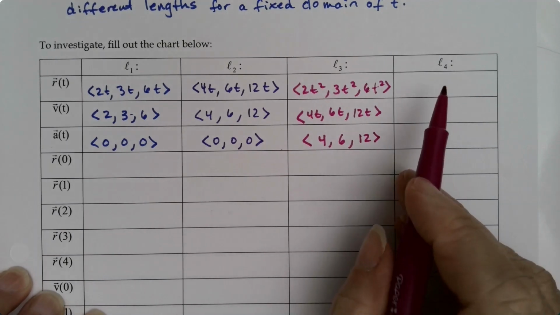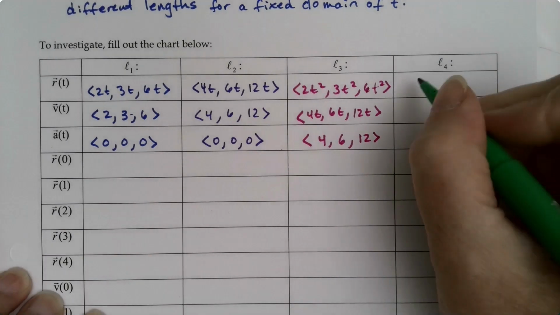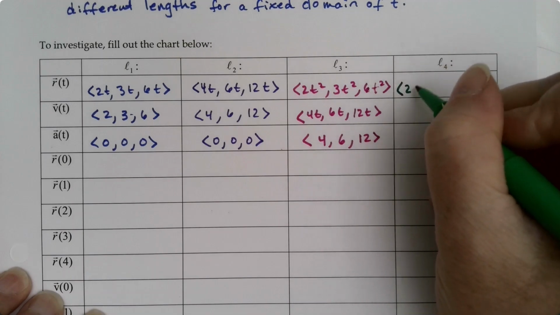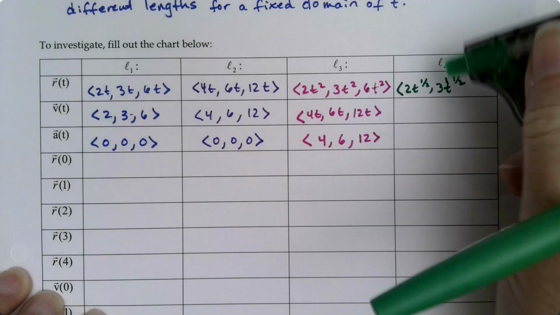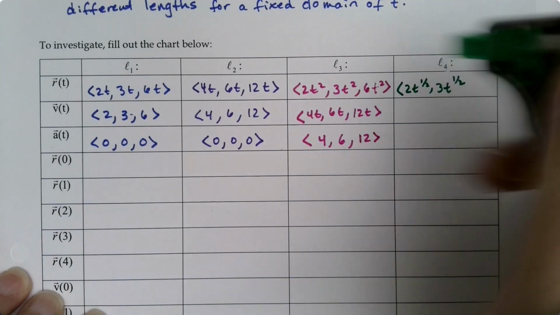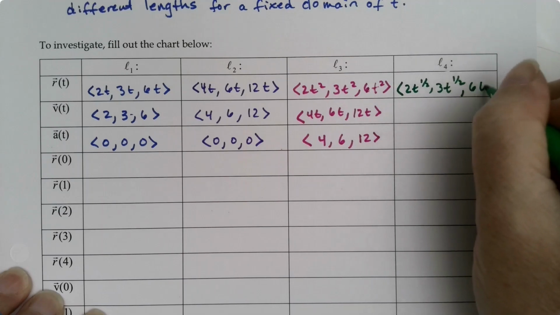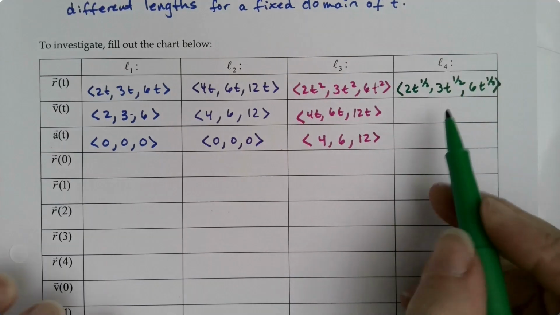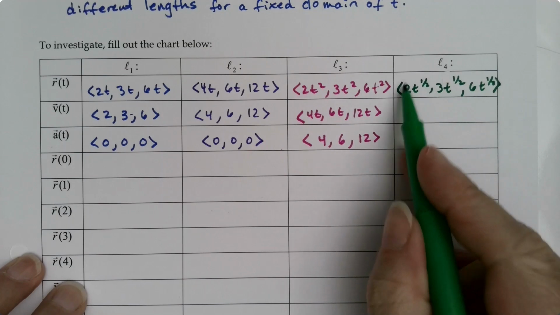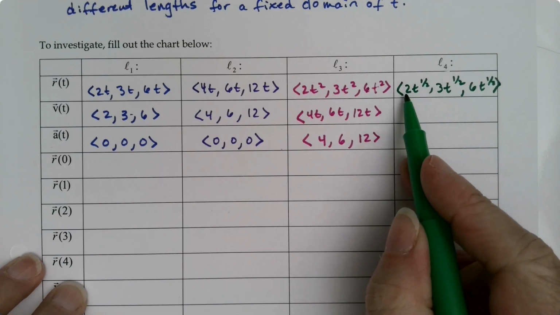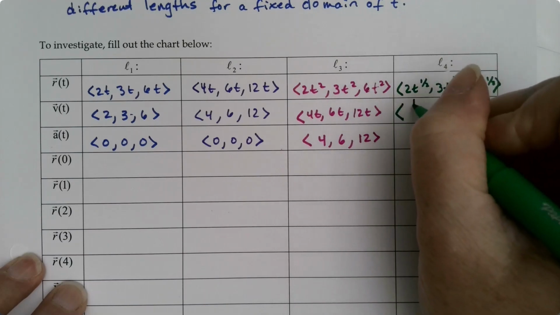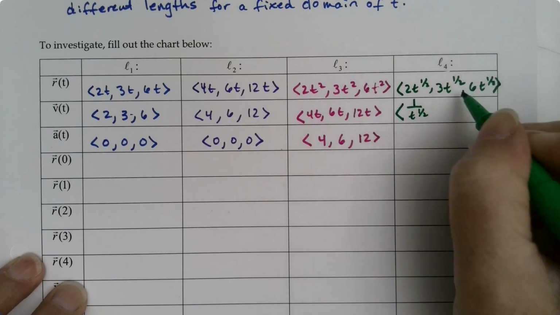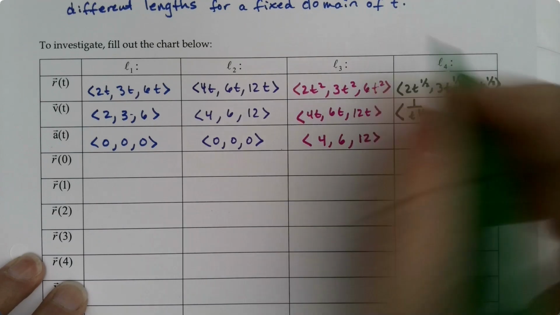Interesting. And then last but not least, this was 2t to the 1 half, 3t to the 1 half, and then 6t to the 1 half. Now, I'm writing it that way because, of course, we're going to take the derivative, and it's easier to take derivatives with 1 half powers. So bring the half down. This would be 1t to the negative 1 half. In other words, 1 over t to the half. Bring the half down. This would be 3 over t to the half.